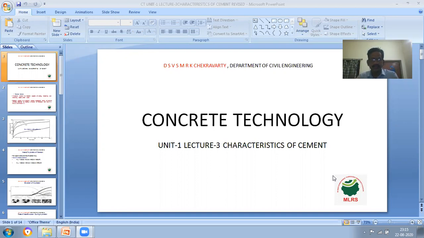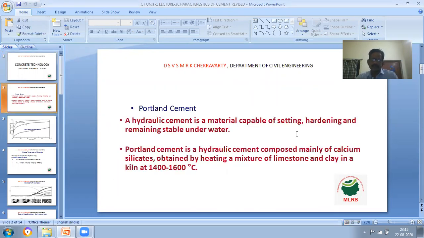In this class, I am going to discuss the characteristics of cement itself. Portland cement, a hydraulic cement, is a material capable of setting, hardening, and remaining stable under water. That is called hydraulic cement. Hydraulic cement is nothing but a cement: a material capable of setting and hardening and remaining stable underwater.